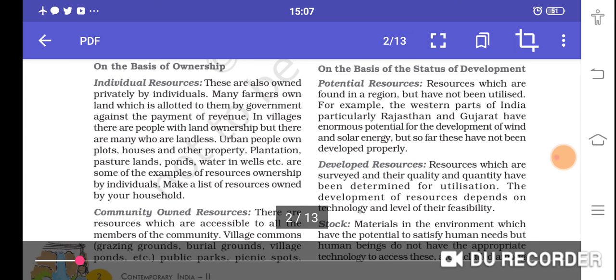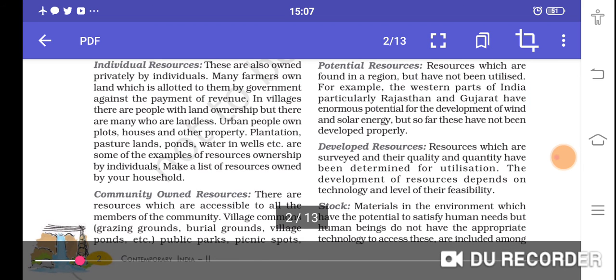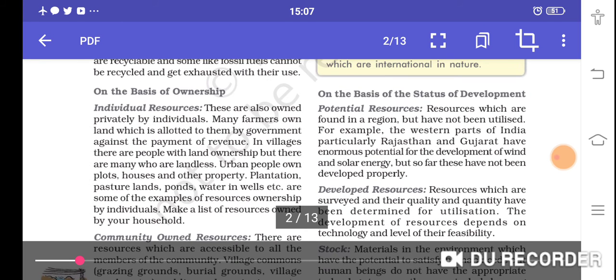Potential resources are those whose entire quantity may not be known and these are not being used at present. Just remember, resources which are found in a region but have not been utilized. These resources could be used in the future. The level of technology we have at present may not be advanced enough to easily utilize these resources.